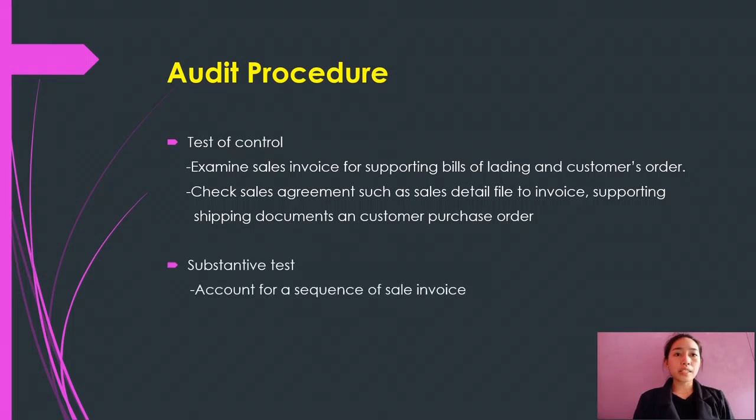In the audit procedure, there are two types, which are test of control and substantive test. The test of control examines the sales invoice for supporting bills of lading and customer order. It also checks sales agreements such as the sales detail file to invoice, supporting shipping document, and customer purchase order. In the substantive test, it accounts for the sequence of sales invoices.